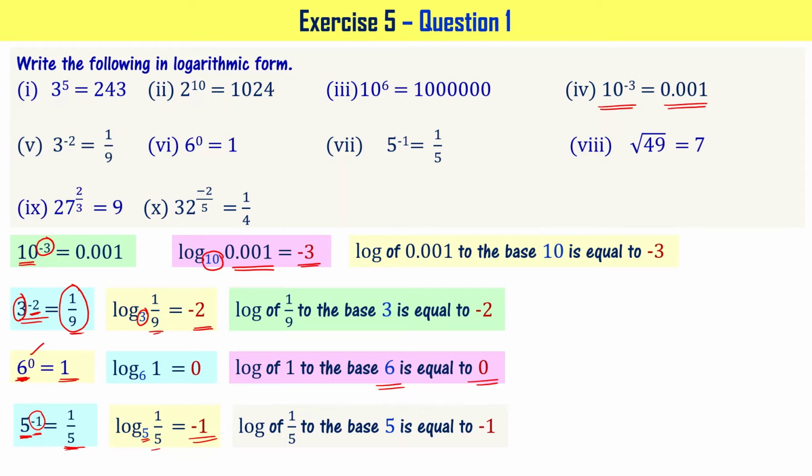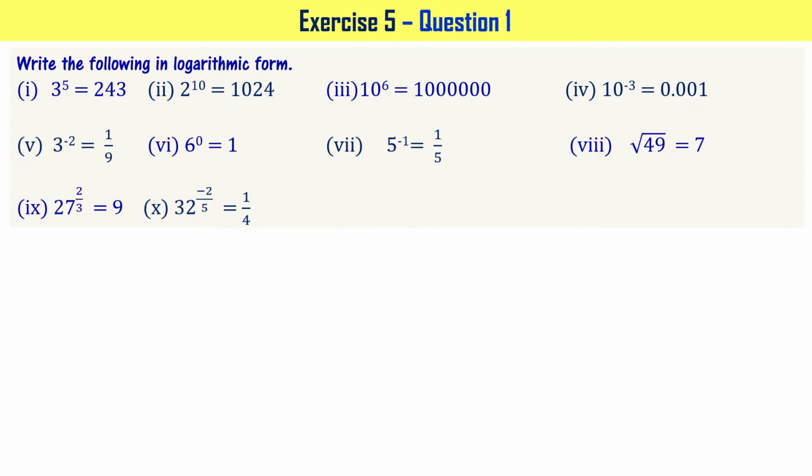Got it? Let's look at the next part of the problem, that is square root of 49 equal to 7, given, right? So square root can be written as power 1 by 2. So I have written square root of 49 as 49 power 1 by 2, right?